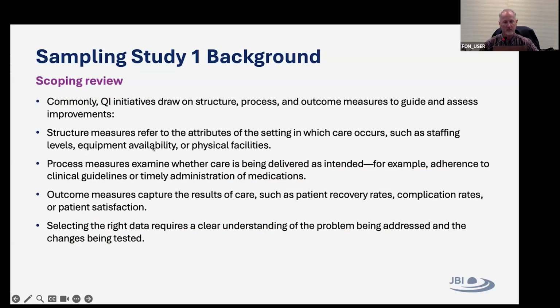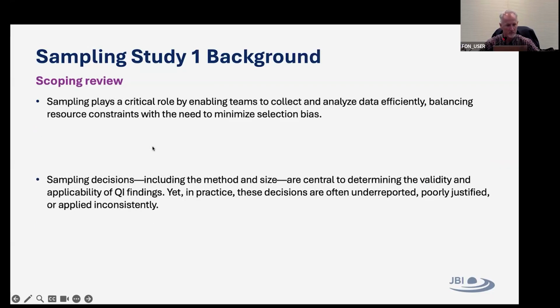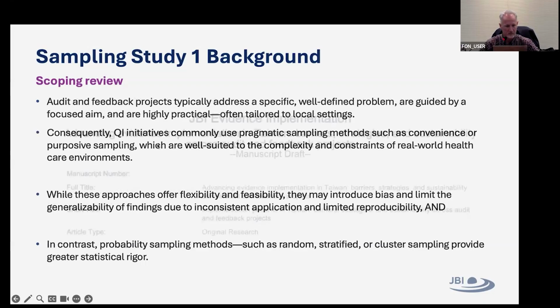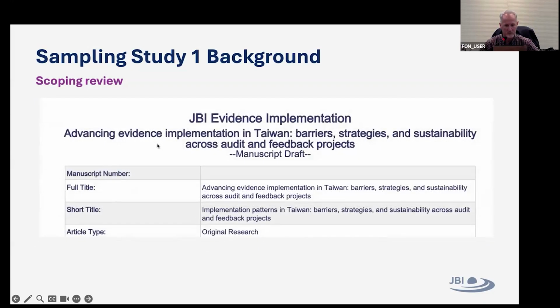Right. So we did a scoping review because we wanted to look at the role of sampling and how it gets done and conducted. And because you're experts, I won't spend too much time on, in fact, I won't spend any time on the background. Here's the citation details.